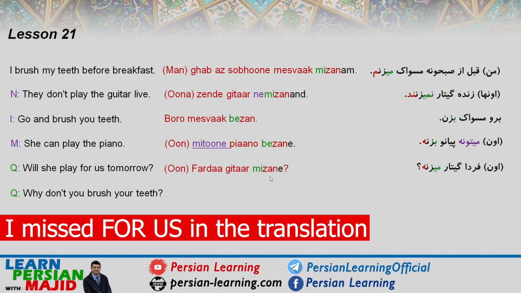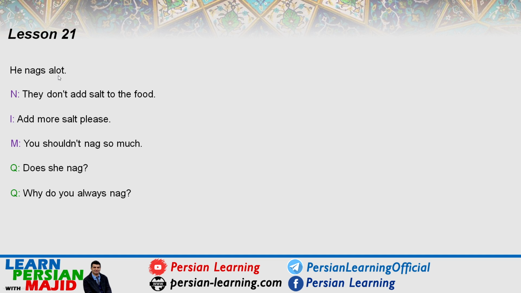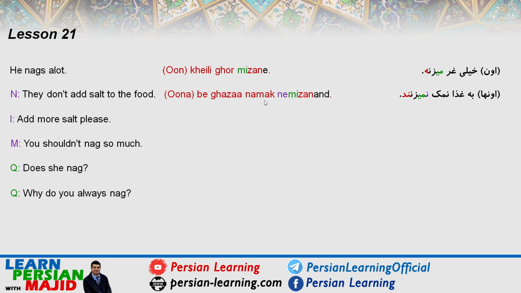Will she play for us tomorrow? فردا گیتار میزنه؟ Why don't you brush your teeth? Negative question. چرا مسواک نمیزنی؟ He nags a lot. nag غر زدن. اون خیلی غر میزنه. They don't add salt to the food. Add salt نمک زدن. اونا به غذا نمک نمیزنند.